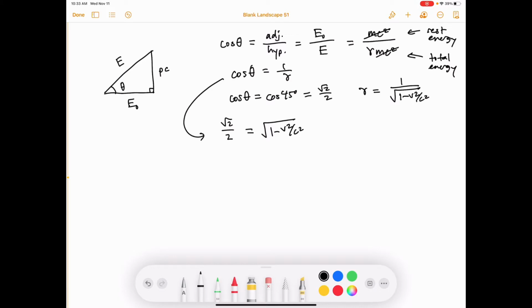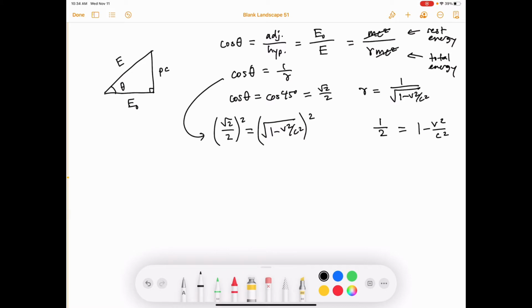So let's square both sides because we want to solve for v. So now I'm going to have root 2 over 2 squared equals 1 minus v squared over c squared. And here, I'll just write root 2 over 2 when we square that is just a half. All right?